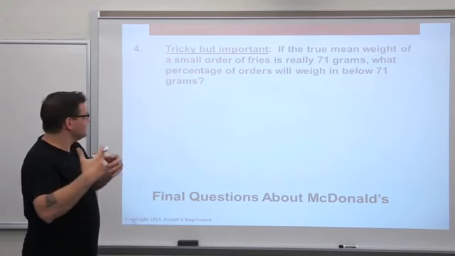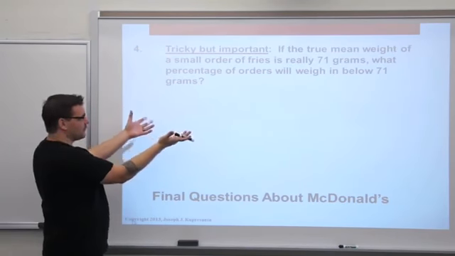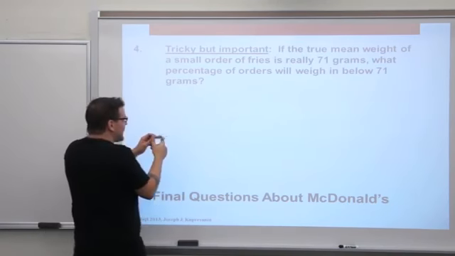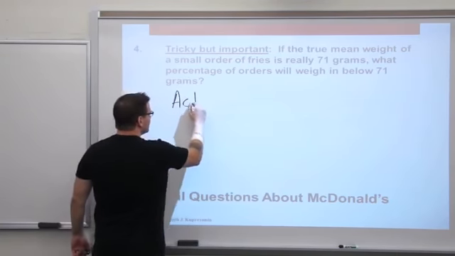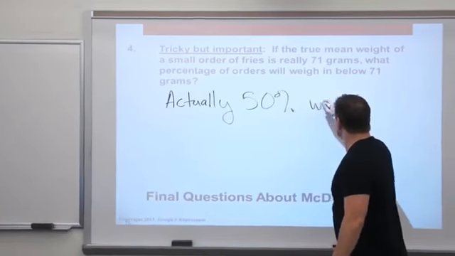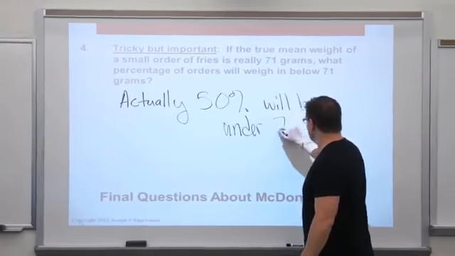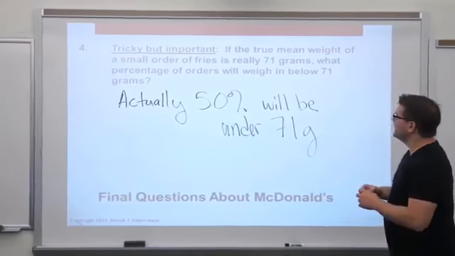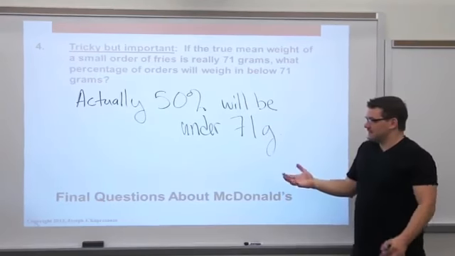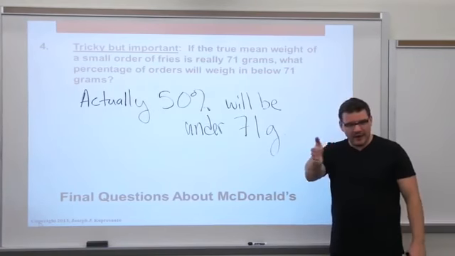Now the incorrect answer is 0%. I've had students, I have asked this question in class, what percentage of orders will come in under 71? And they'll say, well, it should be none. The answer really is actually 50%. Now think about that. If McDonald's is doing their job, then their average small fry weight going out the door should be 71 grams. And fry weights will vary.